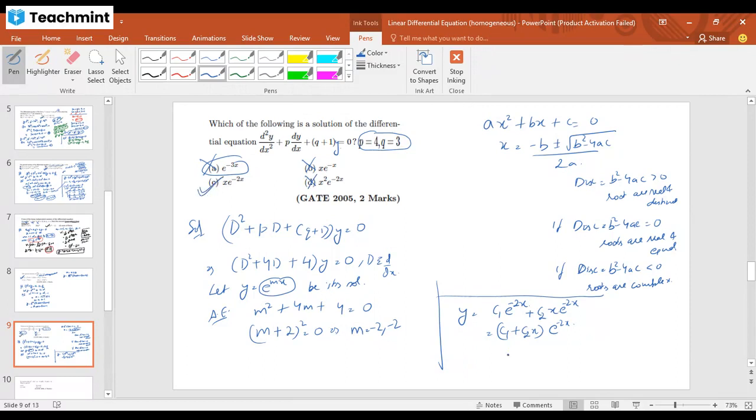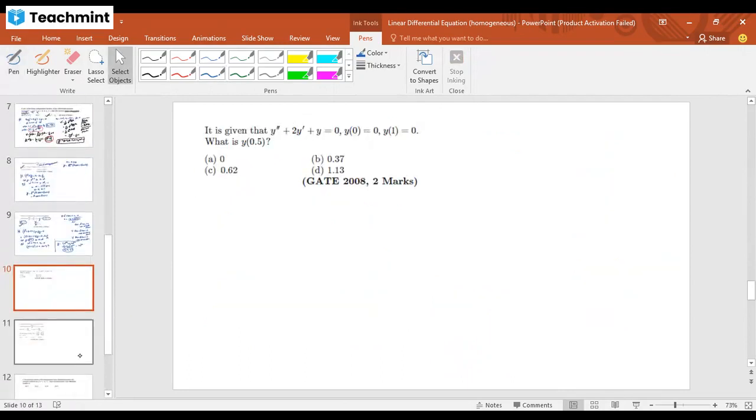That means if we assume c1 equal to 0 and c2 equal to 1, then you get the solution x e power minus 2x. It is not possible to get x square, because x square is obtained only if the root is repeated 3 times. But that is not possible because we are given a differential equation of order 2 only, so it has at most 2 linearly independent solutions. Okay, now let us move to the next one.